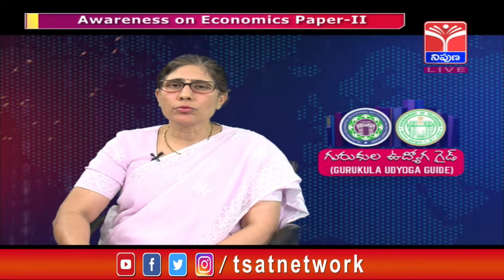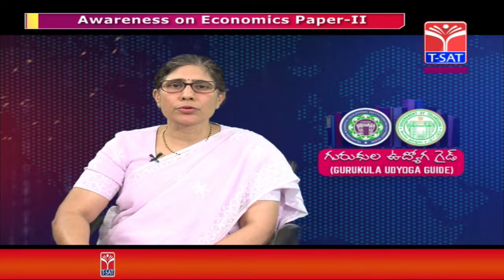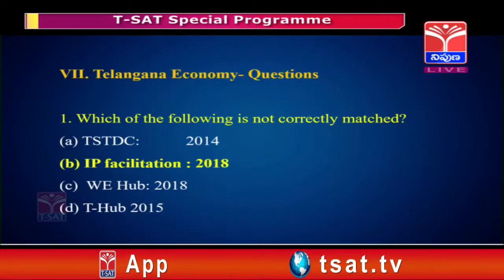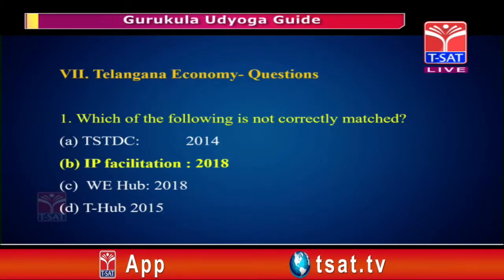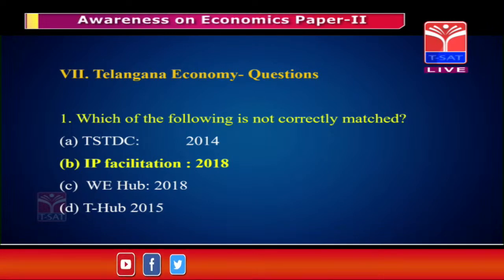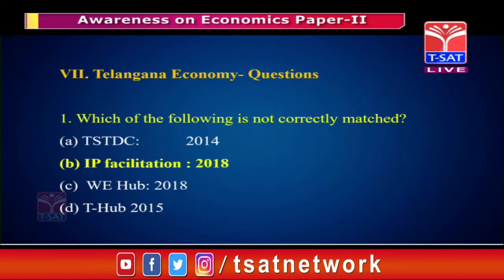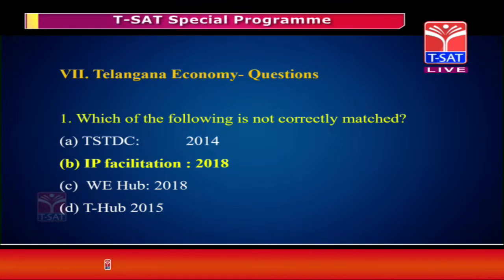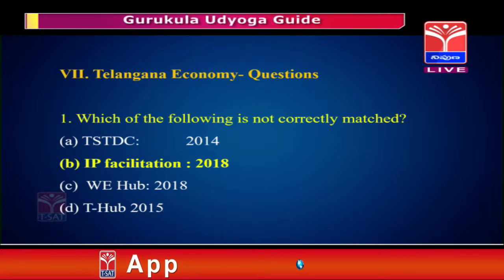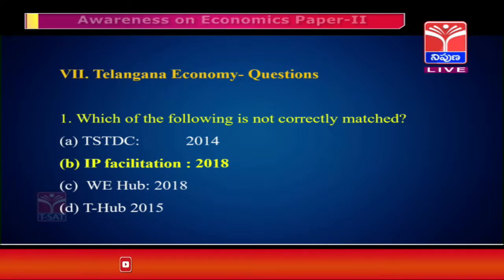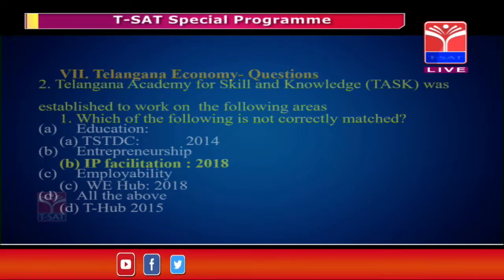Now looking at a few questions that we have created for you, which of the following is not correctly matched? The TSTDC scheme was launched in 2014. The IP facilitation is not 2018, it is 2017, whereas V-Hub is 2018, T-Hub 2015. Again, as I told students, these are memory based questions, so making a tabular representation of every scheme and the year next to it will be very helpful for you when you are preparing for your exams.